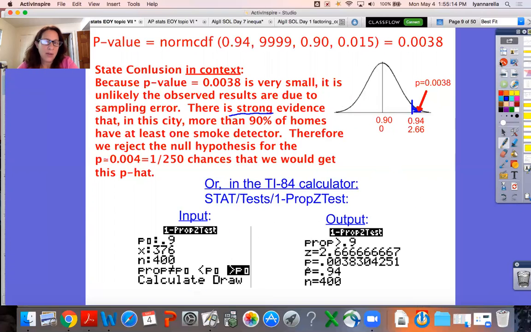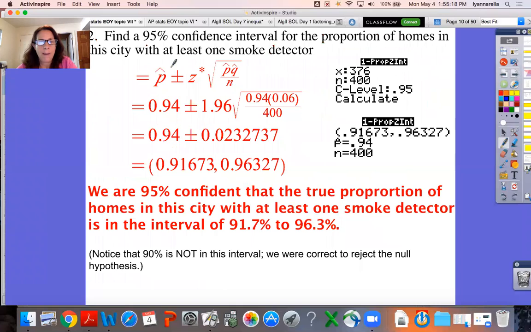I showed you how to do it in the calculator, but I don't know why I would need to do it now, because we're not going to use calculators on this test. And then the 95% confidence interval, remember it's p hat, which was 0.94. That was the 376 over 400, plus or minus your z critical.